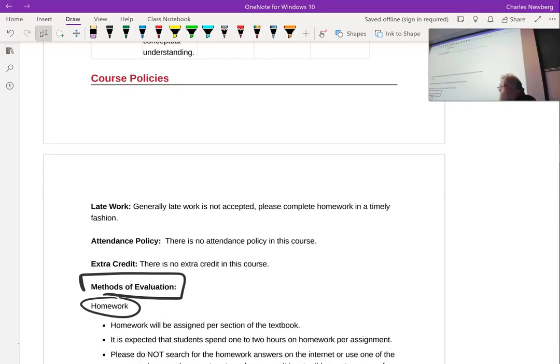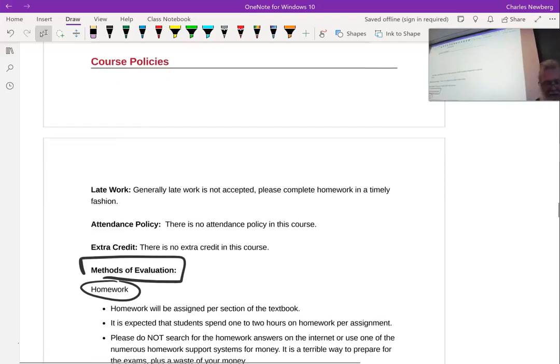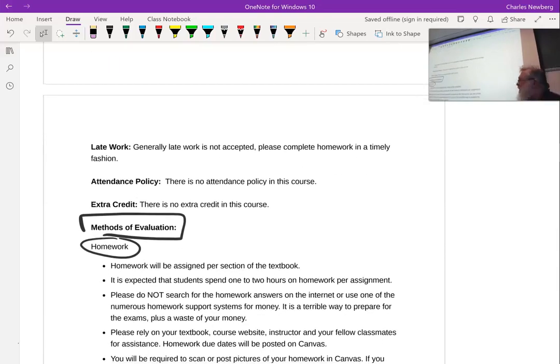Some of these can be tough. All right. I highly recommend not searching for the answers on the internet. Don't do Chegg. I don't know if you know what Chegg is. It's a system you can pay, about $30 a month, and they'll tutor you online and basically show you how to do every problem. But it's just not quite the skill set you want. Plus, it's expensive. Rely on your textbook, your instructor, your fellow classmates. I really recommend studying with classmates in Calc 1. And homework due dates are on Canvas.